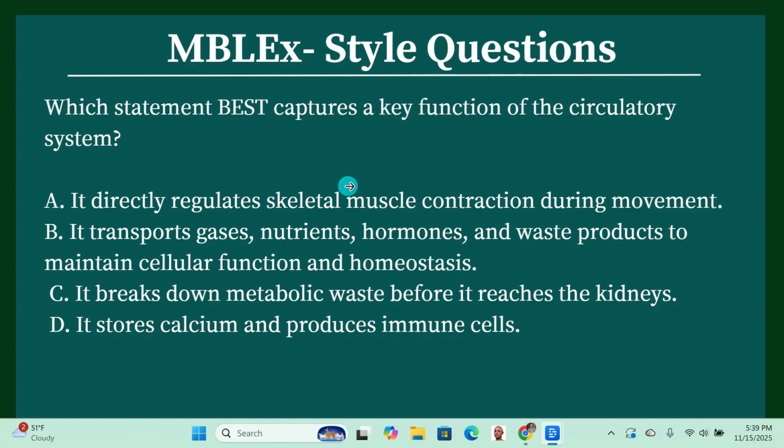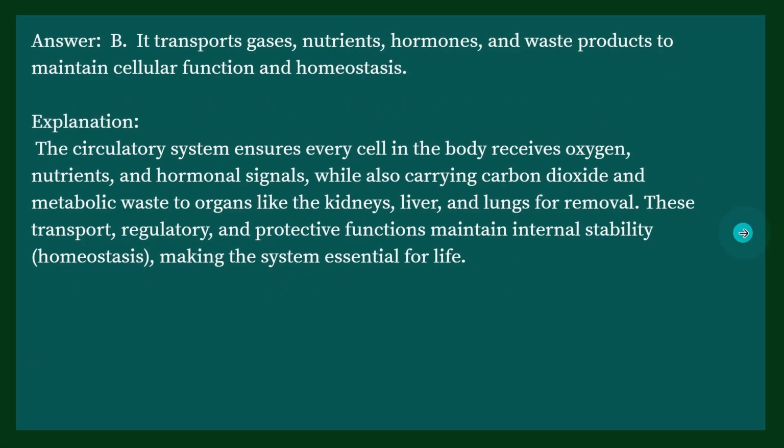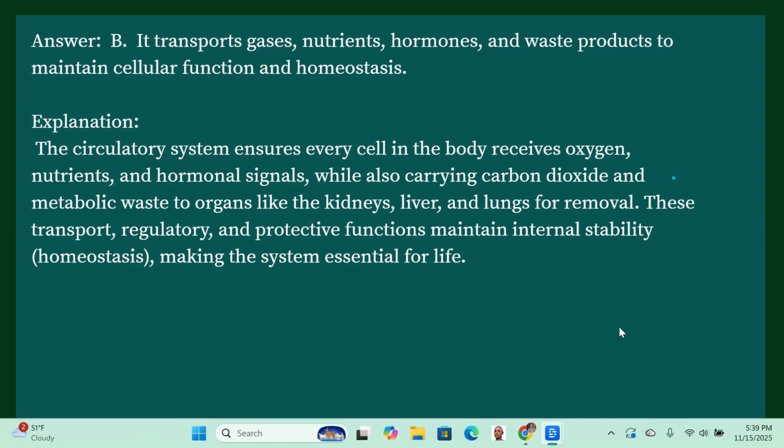No, that would be the nervous system. B, it transports gases, nutrients, hormones, and waste products to maintain cellular function and homeostasis. That sounds right. C, it breaks down metabolic waste before it reaches the kidneys. No. And D, it stores calcium, produces immune cells. Nope. All right, so here's a little explanation for the answer being B, transporting gases, nutrients, hormones, and waste products.